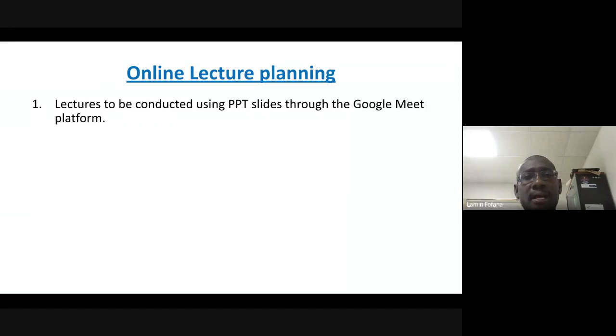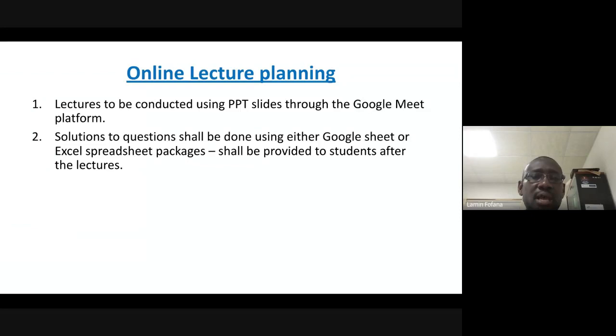PowerPoint slides through Google Meet platform. That's what we are using, Google Meet. Solutions to questions will be done using Google spreadsheets and Excel spreadsheets. It will be provided to students, like I said.